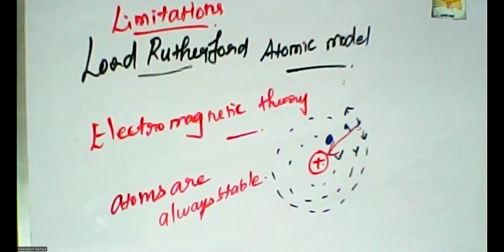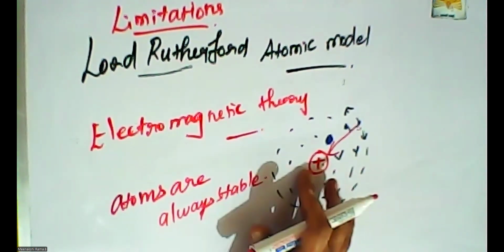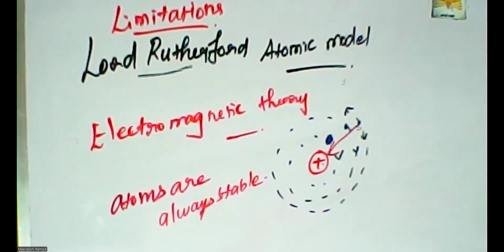What is the limitation? It is nothing but that the electrons are around the nucleus. Due to this action, the electron will lose energy. Due to the loss of energy, the path of the electron may reduce and finally the electron should fall into the nucleus. It happens, so the atom becomes unstable.